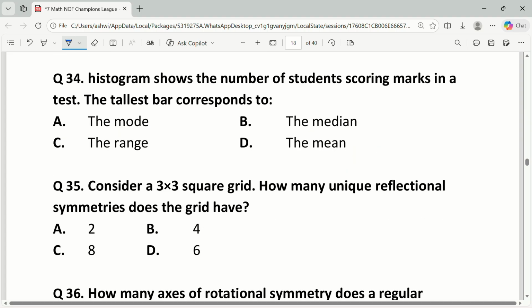A histogram shows the number of students scoring marks in a test. The tallest bar corresponds to the range with the highest frequency. The histogram groups numerical data into bins, range of marks. The height of each bar represents the frequency within that specific range. The mode is the value or range of values that appears most frequently in a dataset. In a histogram, the tallest bar indicates the range with the highest frequency. The answer is A, the mode.